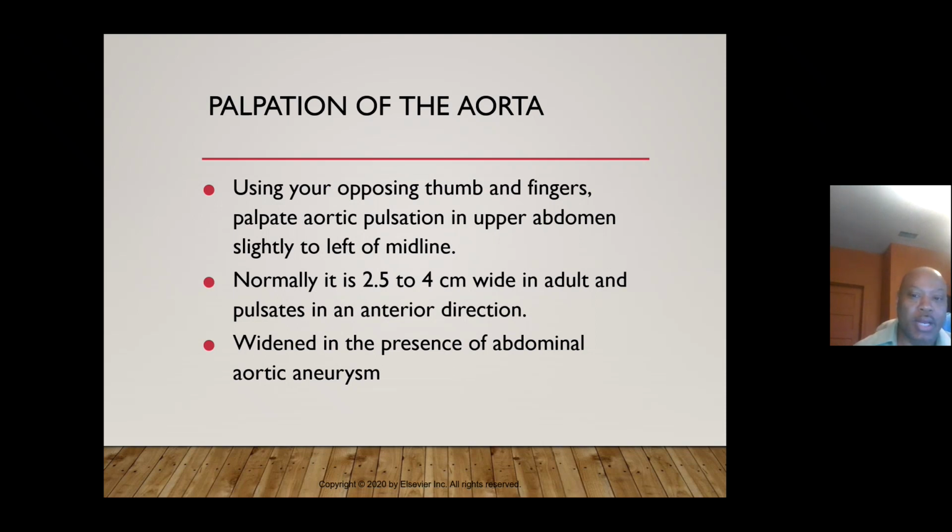It's wider in the presence of an abdominal aortic aneurysm. If it's wider, then you have to consider that we may be dealing with an aneurysm for this patient. This, of course, is on page 549. So this is really important because you want to know what 2.5 to 4 centimeters is, and if there's anything greater than that, then we're thinking about an abdominal aortic aneurysm, which can be very dangerous, especially when it ruptures. Could be a major problem for this patient.